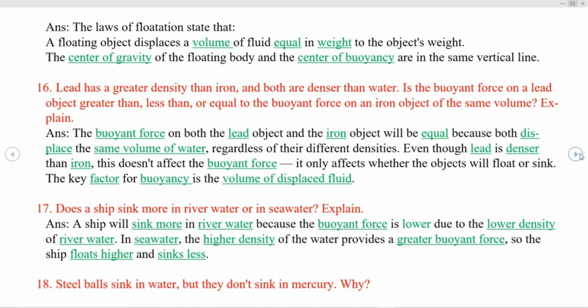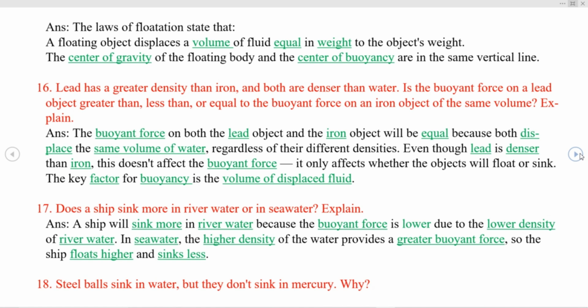Question number 16: lead has a greater density than iron and both are denser than water. Is the buoyant force on a lead object greater than, less than, or equal to the buoyant force on an iron object of the same volume? Explain. We know that the buoyant force on both the lead object and the iron object will be equal because both displace the same volume of water regardless of their different densities. Even though lead is denser than iron, this doesn't affect the buoyant force. It only affects whether the objects will float or sink. The key factor for buoyancy is the volume of displaced fluid.